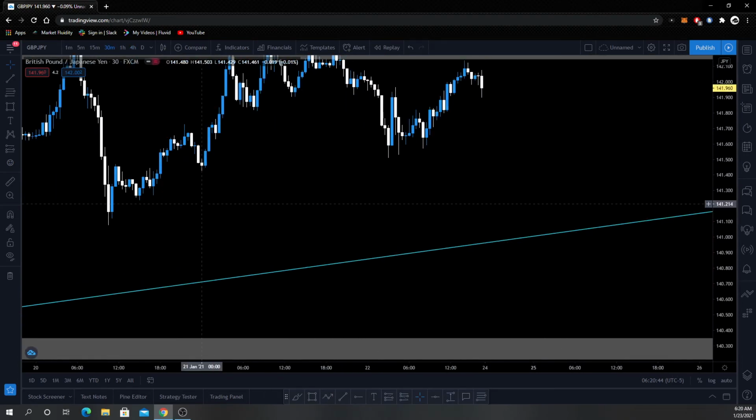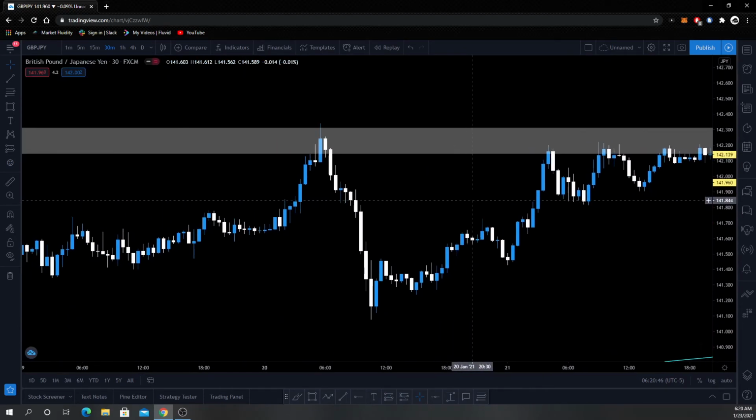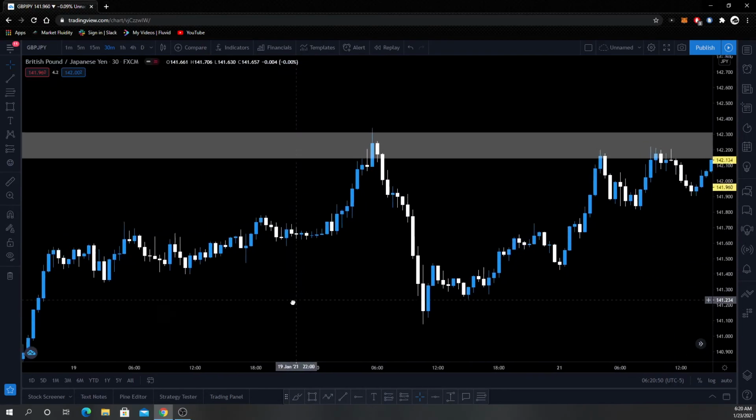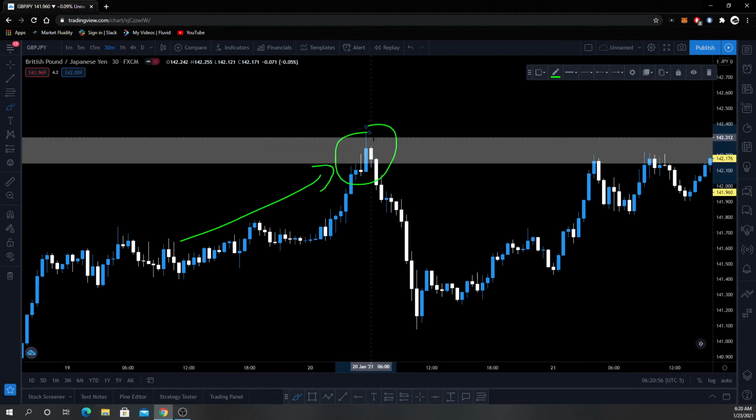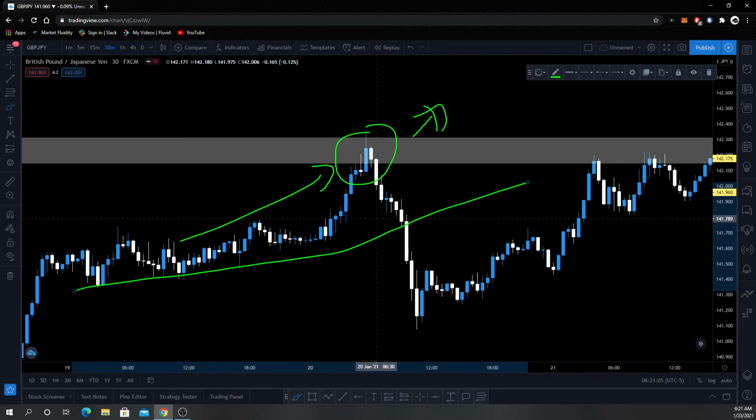On the 30-minute, let's come here for this example. So we have price pushing up, price pushes up, rejection here, price refuses to break above. Now price is moving back down, so we have this line. Okay, so price pushes back down. It depends on what type of confirmations you have.